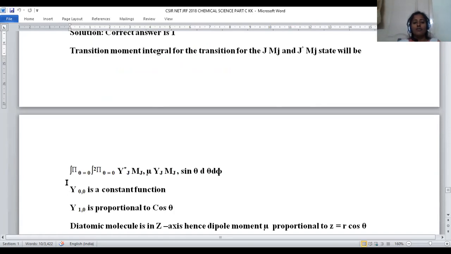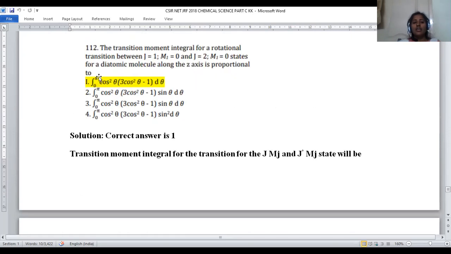For that purpose, the equation will be the integration from 0 to pi, integration 0 to 2 pi, psi star J mJ mu psi J mJ sin theta d theta d phi. When we apply this equation, the derived answer will be integration 0 to pi cos squared theta times 3 cos squared theta minus 1 d theta. Along the z-axis, it will be proportional to option number 1. For question number 112, option number 1 will be the right answer.